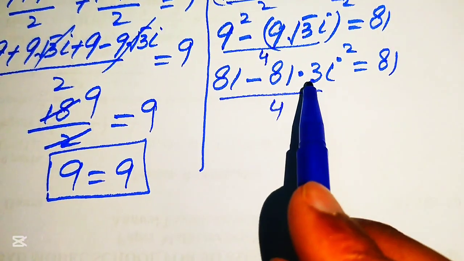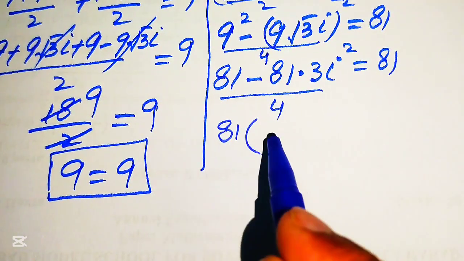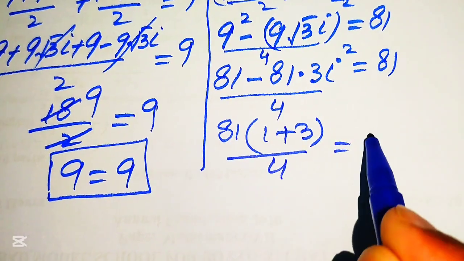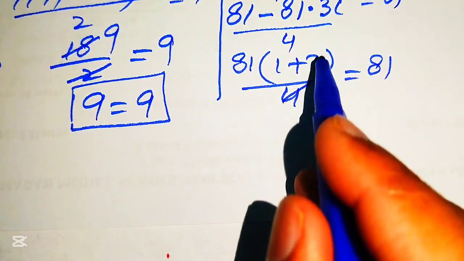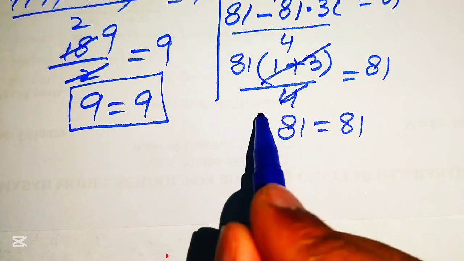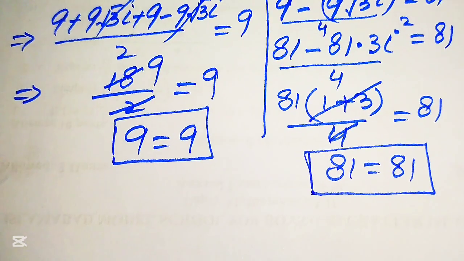So iota squared equals minus 1, and here we take the common factor 1 and we get 1 plus 3 divided by 4 equals 81. So this 4 is cancelled out by this 4 and we get 81 equals 81. So this shows that the values of m and n satisfy the second equation as well.